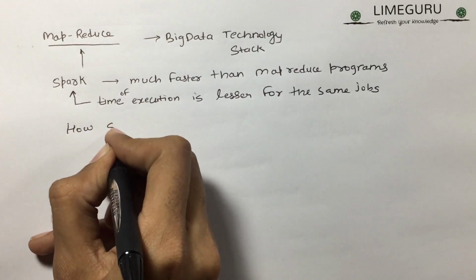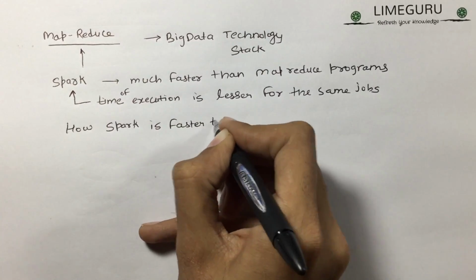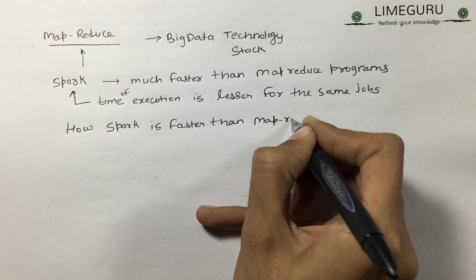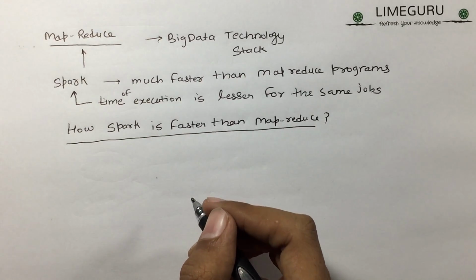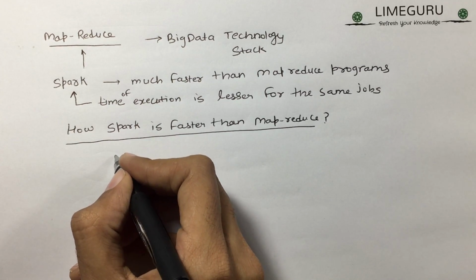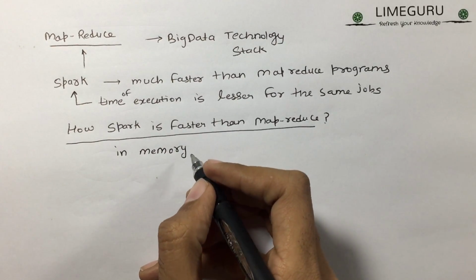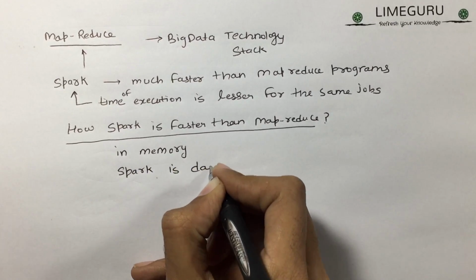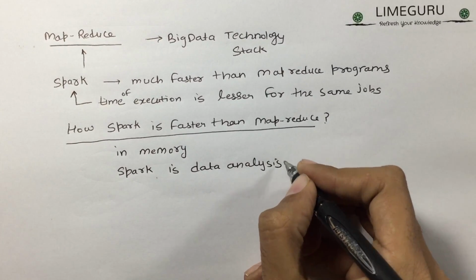How is Spark faster than MapReduce? The reason behind Spark being faster than MapReduce is that Spark does the analysis in memory. So Spark is data analysis in memory.